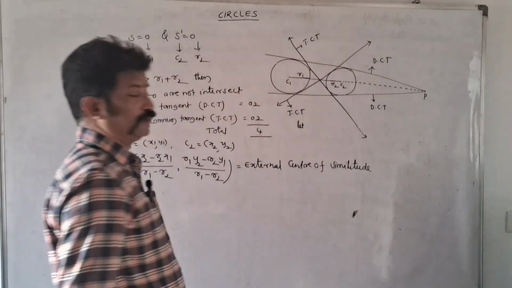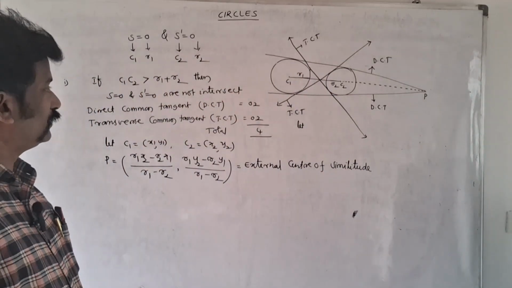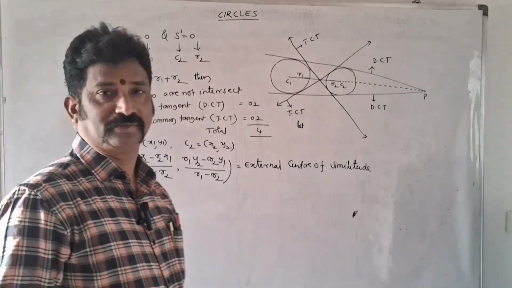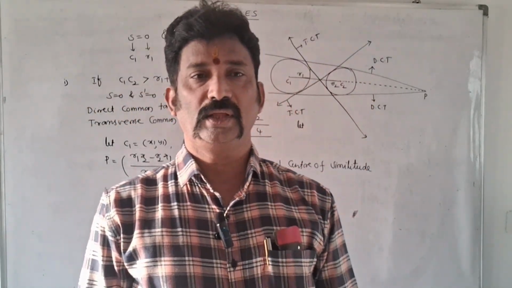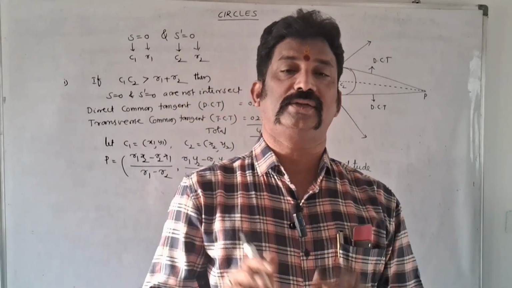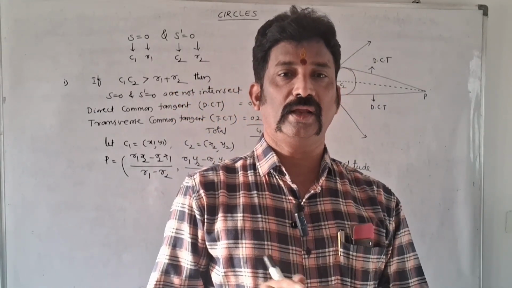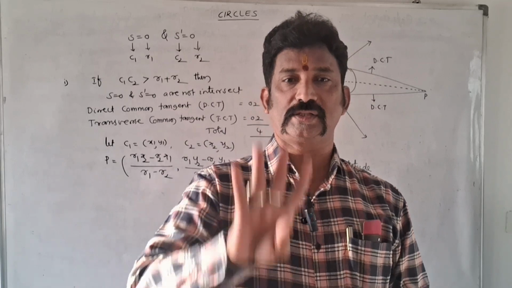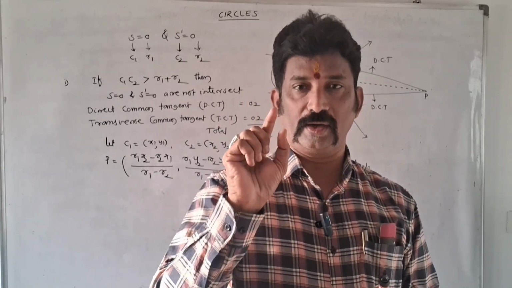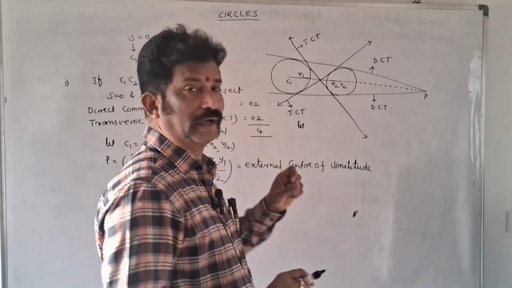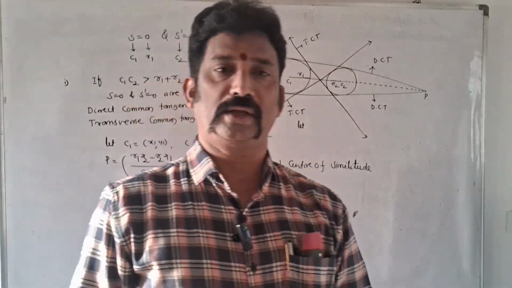External center of similitude. Okay guys, this is case number 1. If C1C2 is greater than R1 plus R2, then the 2 circles do not intersect. Then the number of common tangents is equal to 4: 2 DCTs and 2 TCTs, that is, 2 direct common tangents and 2 transverse common tangents.